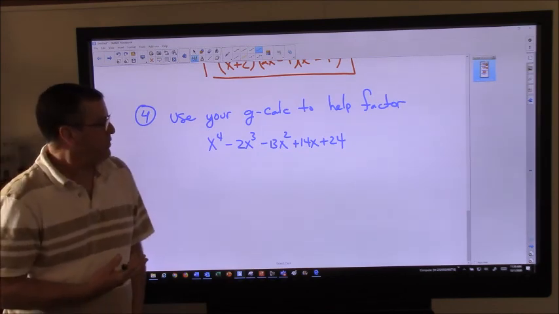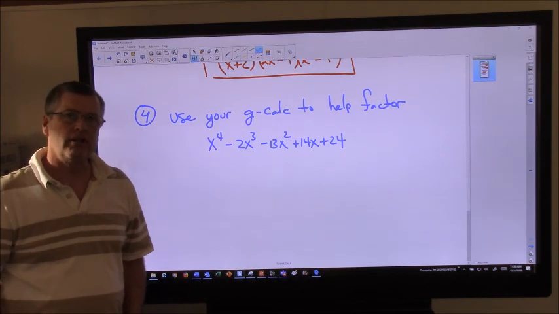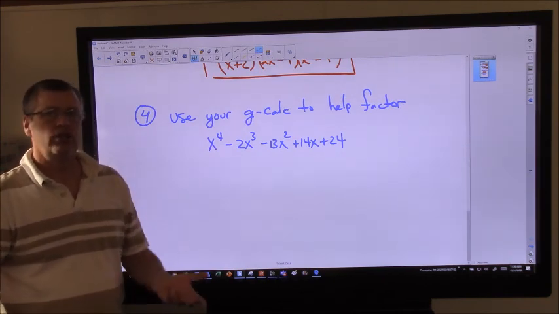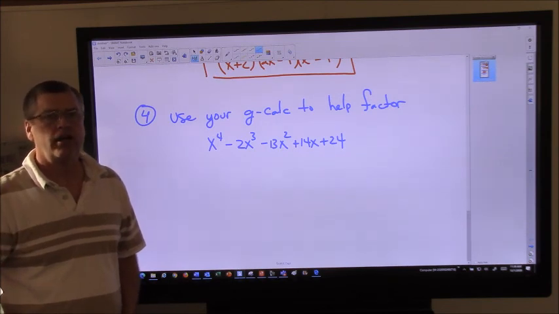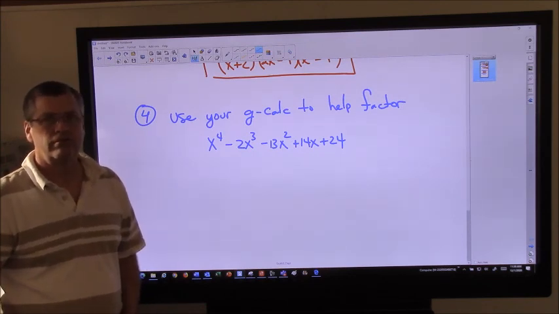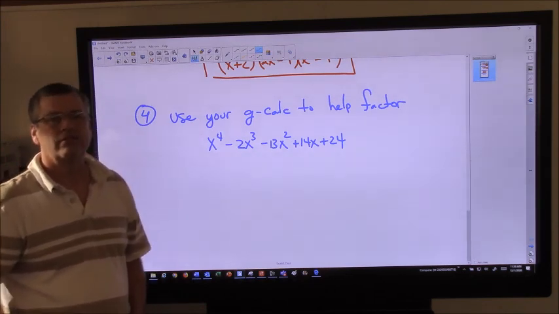But really what I want to do is I want to see if I can do synthetic division and get 0 as a remainder. The question is, what numbers am I going to try to do that with? And they're saying use your graphing calculator as a way to help. You guys go ahead and try it.